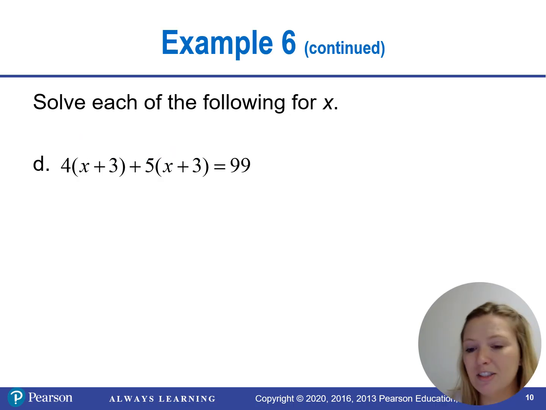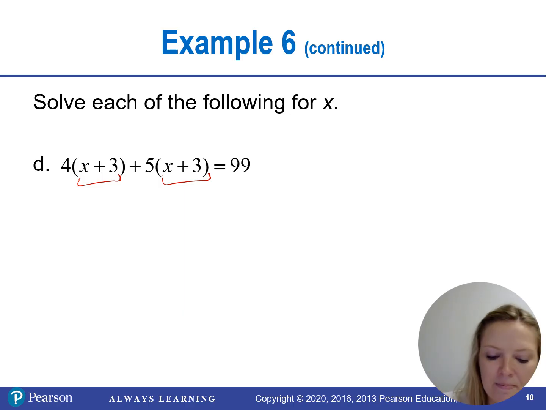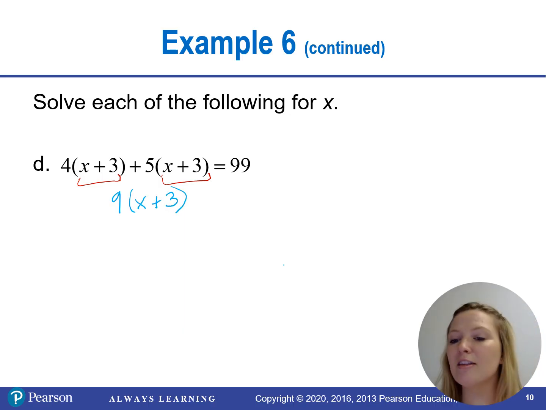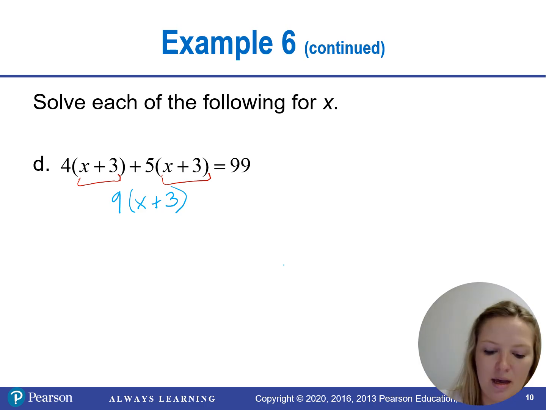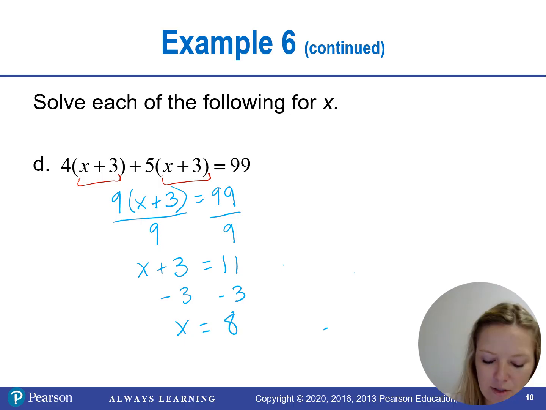But a potentially more efficient way to solve this problem, because we have (x plus 3) and (x plus 3) in our equation, we really just have 4 of (x plus 3) plus 5 of (x plus 3), and that gives us 9 times (x plus 3) if we add those together, because 4 of them plus 5 of them gives us 9 of them. And that equals 99. Then we can divide both sides by 9. We're left with x plus 3 equals 11, and we subtract 3 from both sides, and we're left with x equals 8.